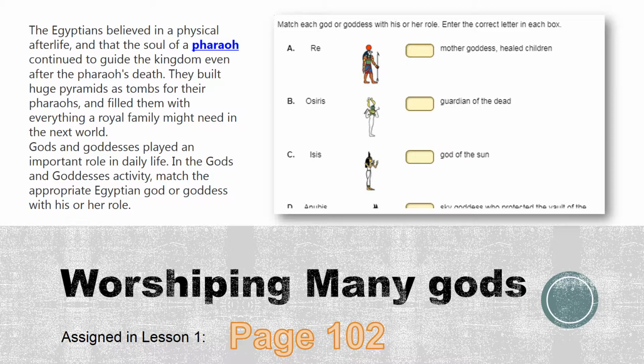On the second page of your lesson, you're going to see the gods and goddesses activity where you can match the Egyptian gods and goddesses with their role. This was actually read in lesson 1. We're in lesson 2 now. You read on page 102 in lesson 1 about the gods and goddesses. So make sure you read that and then we'll complete this activity together in class.